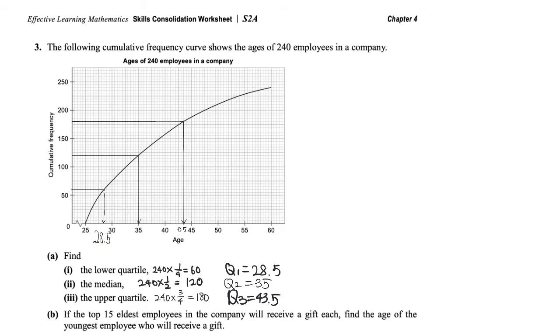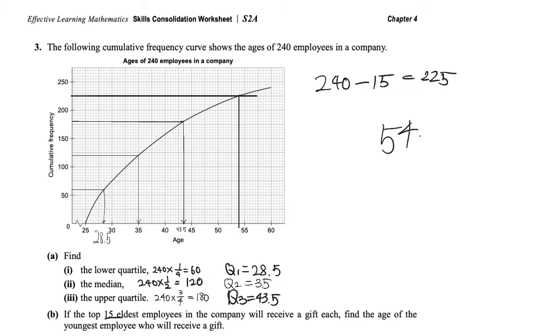And then the next one will be about the top 15. That means you consider 240 minus 15, which will be equal to 225. And using the ruler and using this result, okay, you can basically see it here. Okay, we draw the line and then put it here. So you know the age will be 54. Okay, so that means the age will be equal to 54 for that.